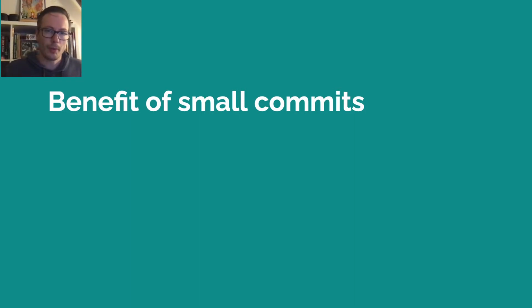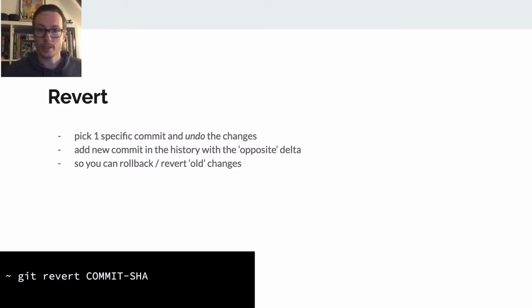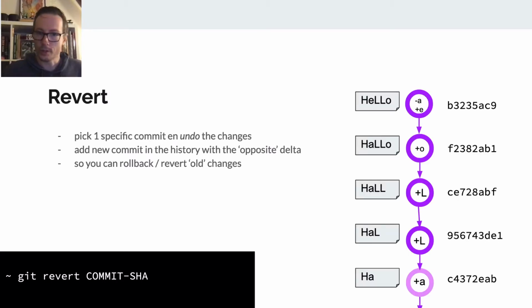There are a couple of things we can do with our commits. For instance, we could do a revert, which will pick a specific commit and undo the changes. This will add a new commit in the history containing the opposite delta, so you can revert or roll back changes you've made previously. So how this works is, for instance, we have the current chain of commits, and we want to revert this commit where we replace the A for the E.